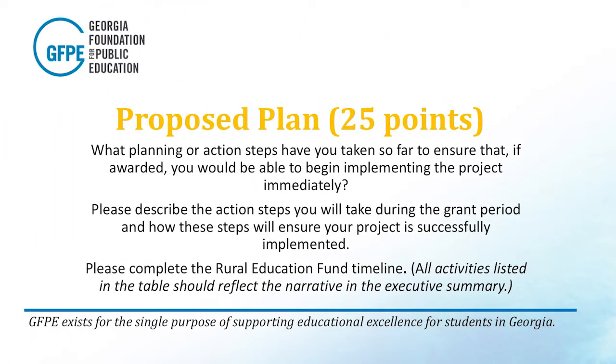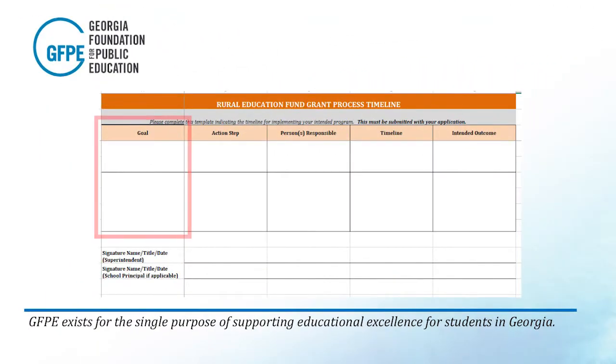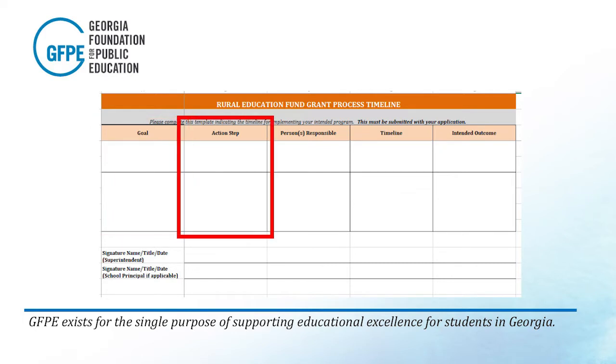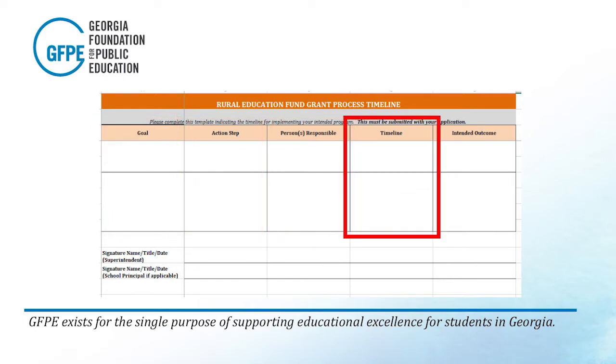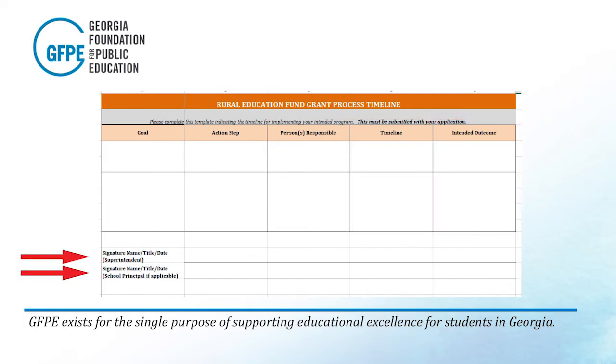The sixth section is worth 25 points and covers your plan in greater detail. You will use the chart shown on the next slide to answer questions about planning to date and the action steps you'll take during the grant period itself. All activities in the table should reflect the narrative provided in your executive summary. On the process timeline, you will answer what the goal is, what steps will accomplish it, who is responsible, when it will happen, and what the intended outcome is. Please make sure your superintendent and/or school principal signs it. Unsigned timelines will not be accepted.